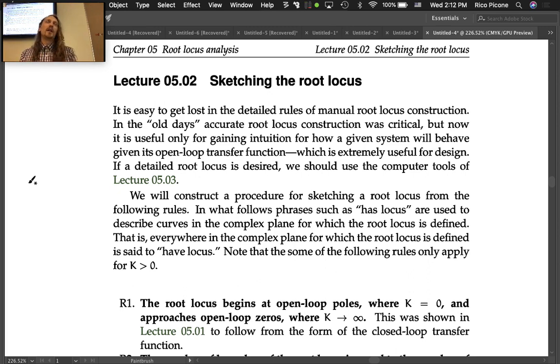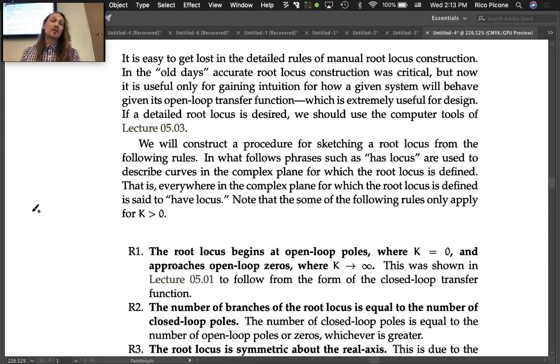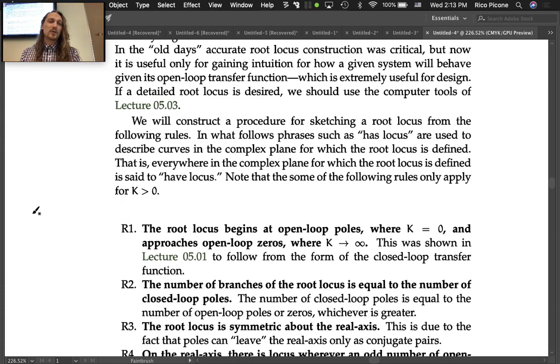tell me where the closed loop poles would be for a given gain. And you're like, yeah, sure, you could use MATLAB for that. But being able to sketch a root locus when you're doing a design problem is very important, even though you'll still use MATLAB as a tool.